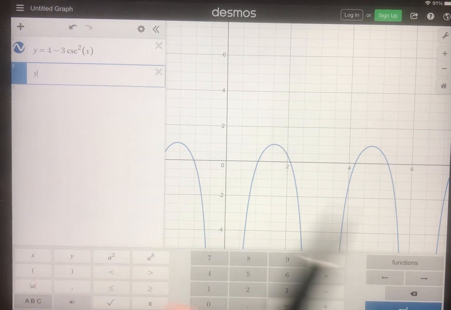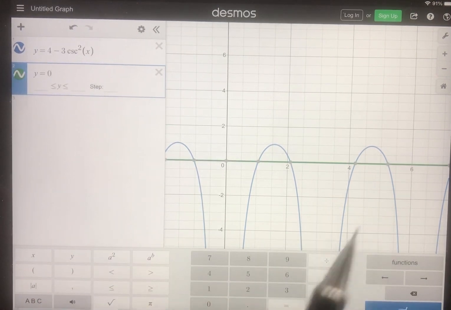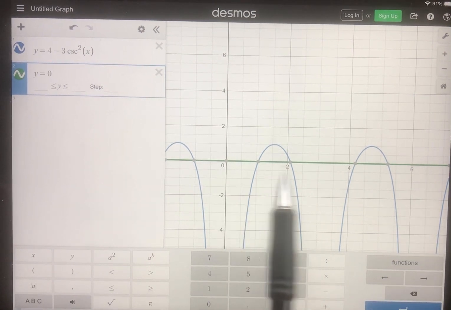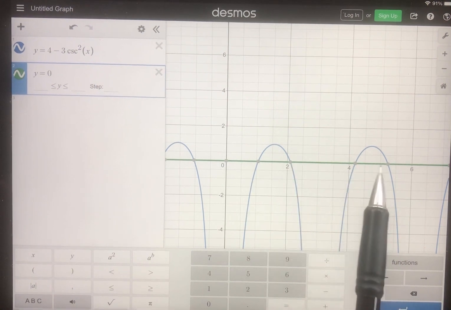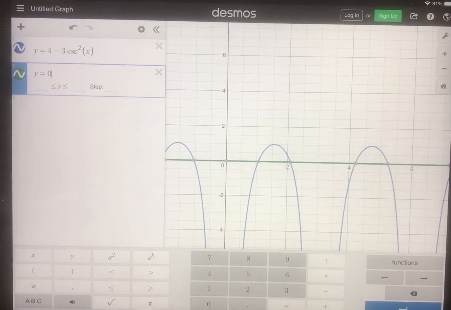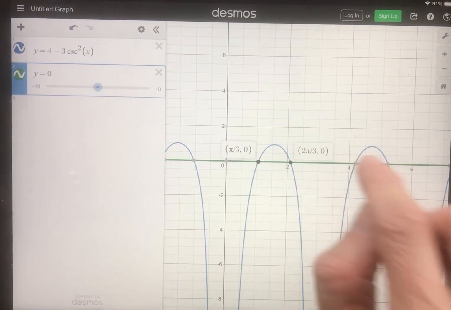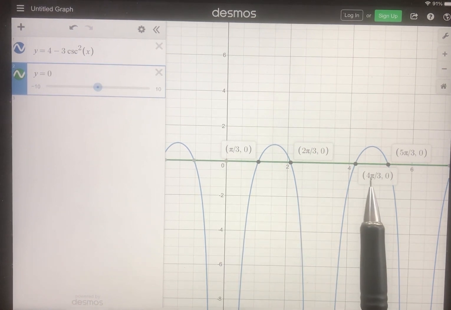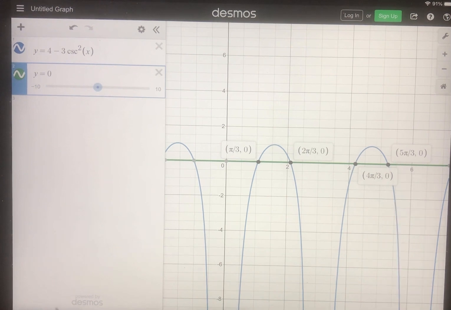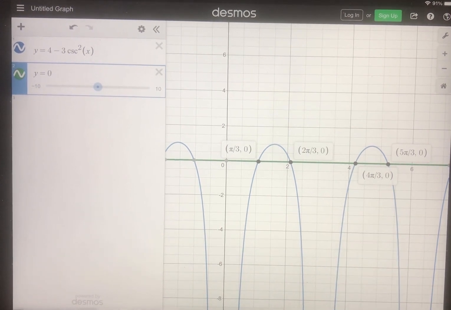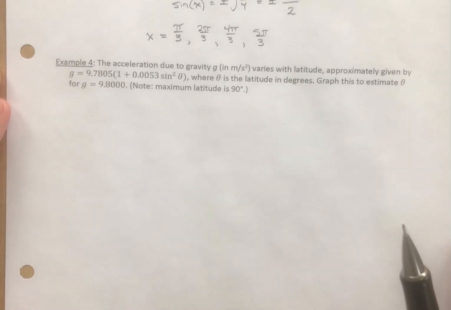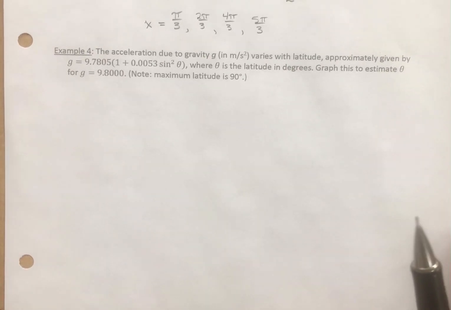Let's put y equals 0 in there, by the way. That's the right side of the equation. I went from 0 to 2 pi, again, a little more than 6 over here on the right. Where do they intersect? We can see 1, 2, 3, 4 points of intersection. That's what we calculated algebraically. We can tap on those 4 points, and we can see that pi over 3, 2 pi over 3, 4 pi over 3, and 5 pi over 3 was exactly what we got using algebra. All right, as I said, it often is very quick to solve these things using the graph. Just make sure you're in radian mode as necessary.